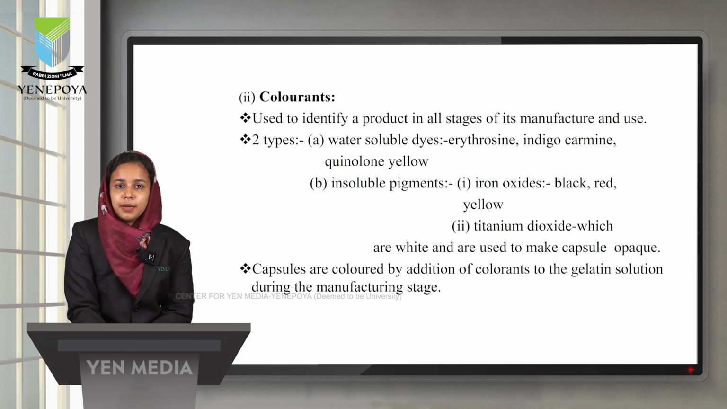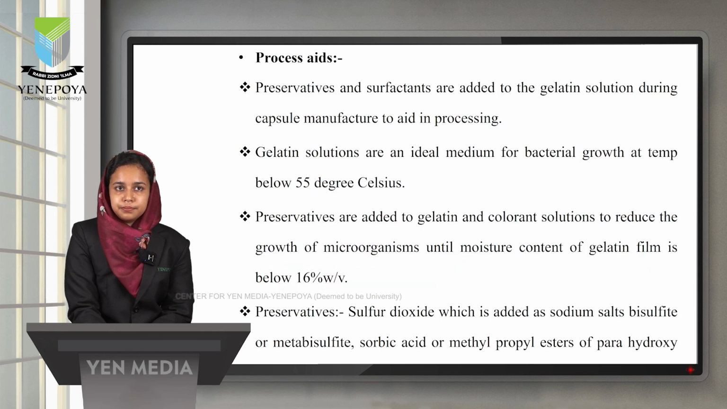Capsules are colored by the addition of colorants to the gelatin solution during the manufacturing stage. Other than that, there are process aids, wherein preservatives and surfactants are added to the gelatin solution during capsule manufacture to aid in the processing. Gelatin solutions are an ideal medium for bacterial growth at a temperature below 55 degrees Celsius. So preservatives are added to the gelatin and colorant solutions to reduce the growth of microorganisms until the moisture content of the gelatin film is below 16% weight by volume.